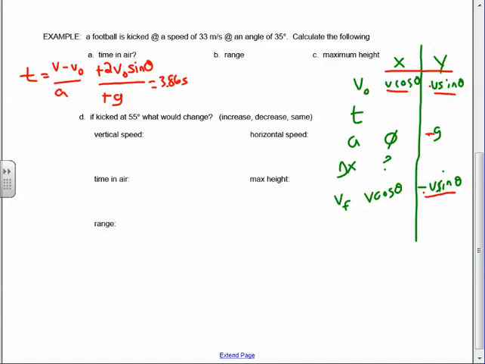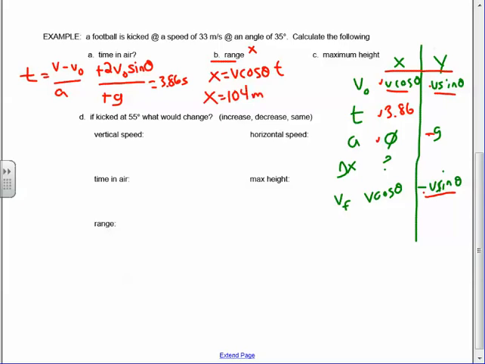Now that I know how long it's in the air, it's fairly easy to find my range. The range is an x direction. We go to our x. We now know this is 3.86. So I've got the speed in the x direction. I've got the time, and I know the acceleration is 0. So the equation I want to do is v cos theta, all right, vx times time in the air. V is the launch speed. That's the 33, cosine of 35 times time. And we'll get around 104 meters.